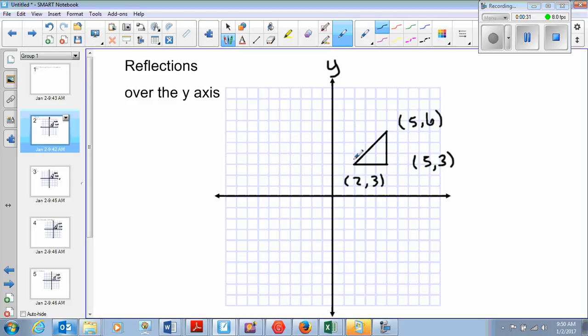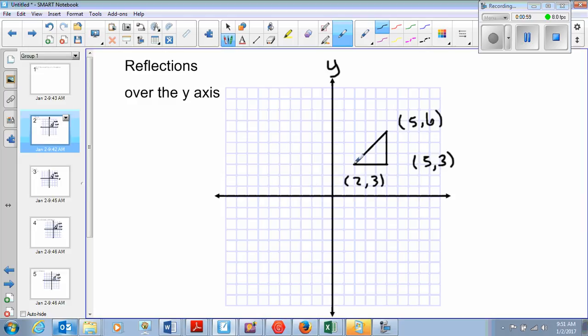So we can look at this figure. We notice that the points are located at (2, 3), (5, 3), and (5, 6). So if we're reflecting it across the y-axis, think about what the values are going to be. Over here, our values are positive x, positive y. Down here, it would be positive x, negative y. Over here, it's going to be negative x, negative y. And then over here in this quadrant, the fourth quadrant, it's going to be negative x, positive y.